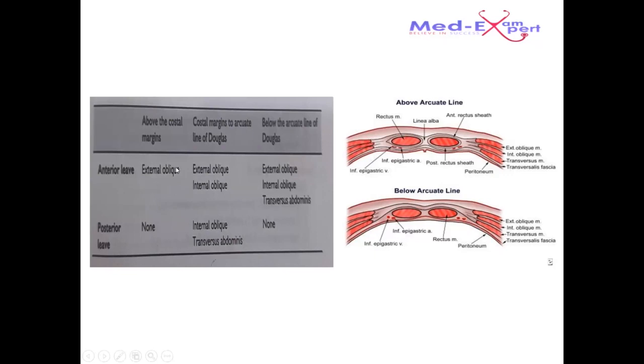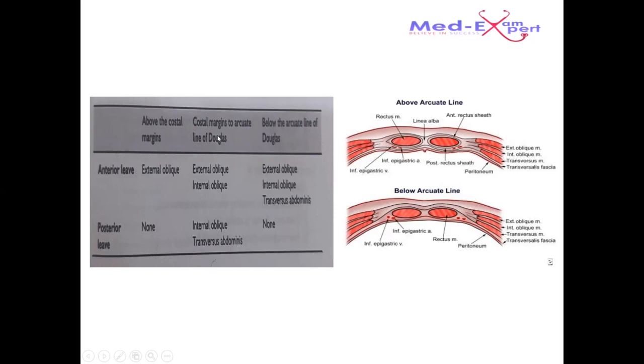Okay, as I said, it can be further divided into three parts. The uppermost part is almost always not mentioned in too much detail because it has no details. The upper part, or the first part above the costal margin, has the anterior leaf, external oblique only, while there is no posterior leaf because it's adherent to the costal cartilages, as we said, from the 5th to the 7th costal cartilages. The second part is from the costal margin to the arcuate line of Douglas.